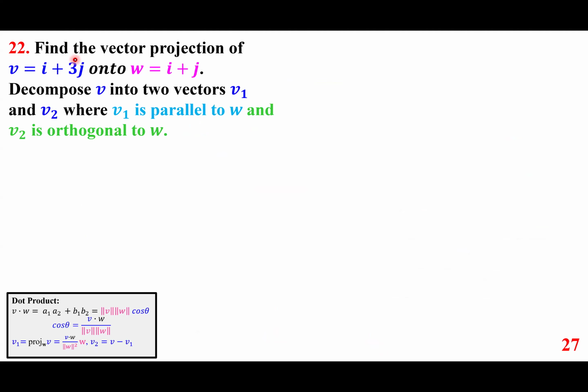Find the vector projection of V equals i plus 3j onto W equals i plus j. Decompose V into two vectors, V1 and V2, where V1 is parallel to W and V2 is orthogonal to W. What do we mean by that? I want to remind you what it really means.